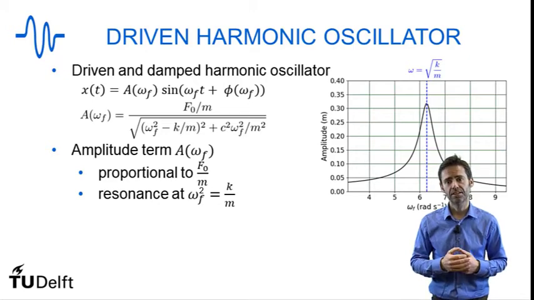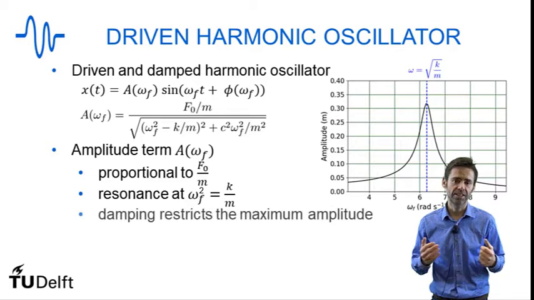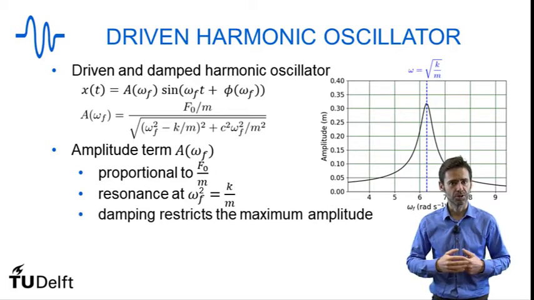Now finally, there's also a second term in the denominator, c squared omega f squared divided by m squared, and that is due to the damping. And essentially that restricts the amplitude from going to infinity.